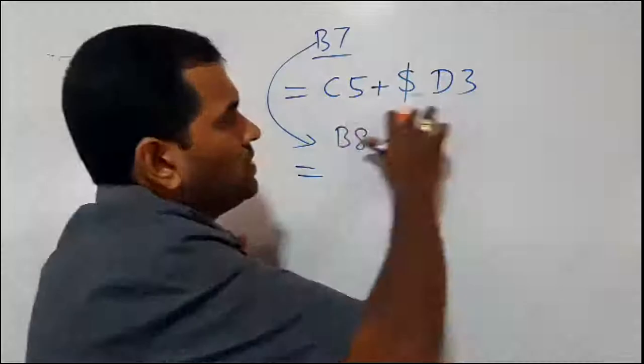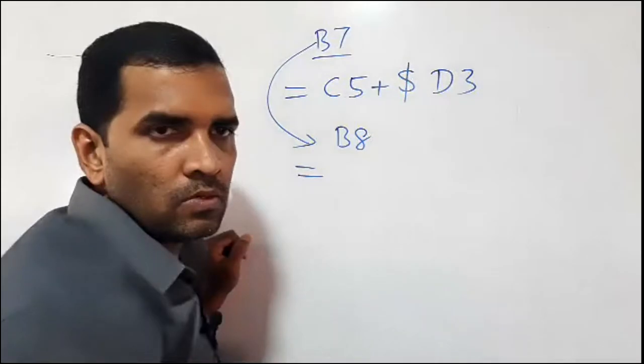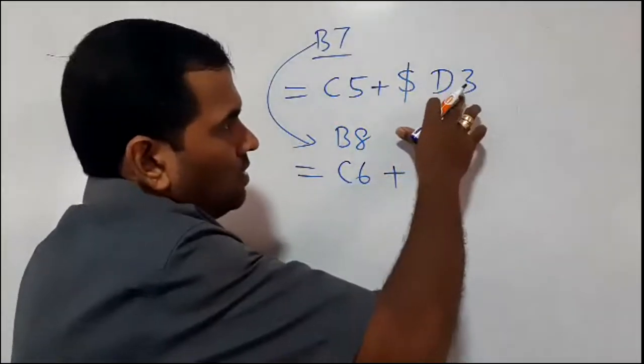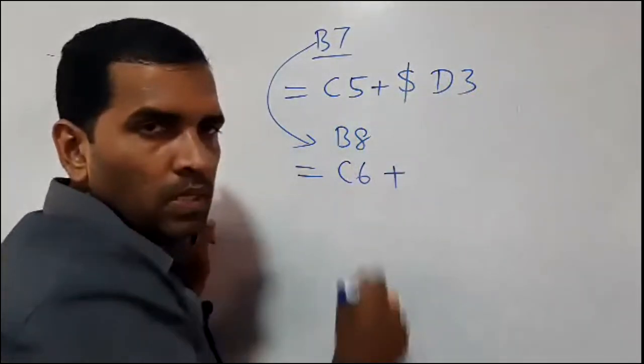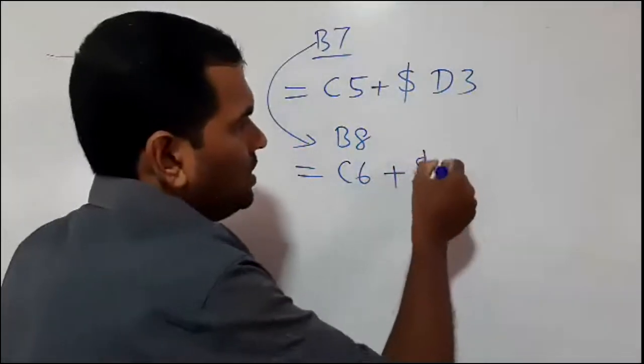So in this formula, every row takes the next number. C5 becomes C6, plus D3 becomes D4. Note the dollar is in front of the column. Is there any dollar sign in front of the row? No, right? So it means $D4.